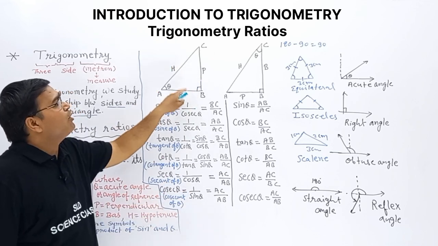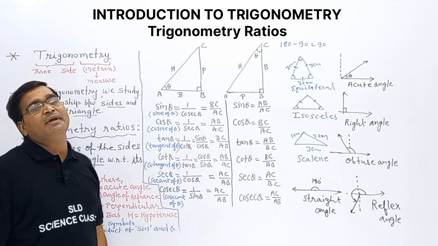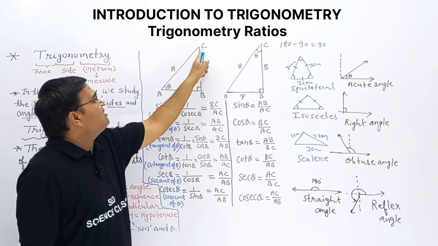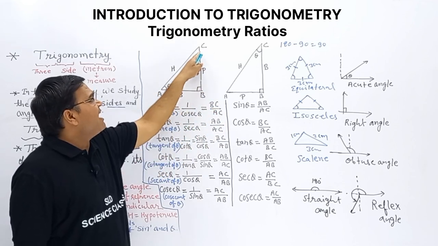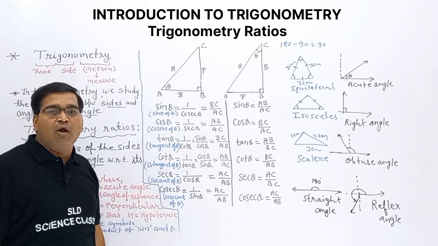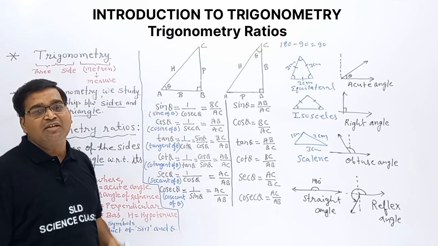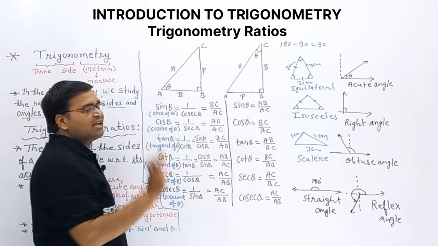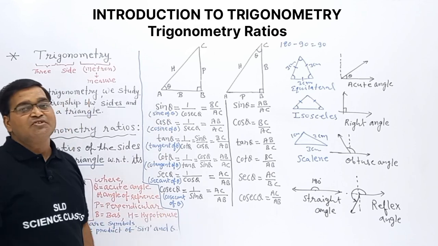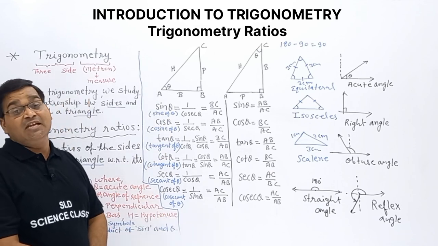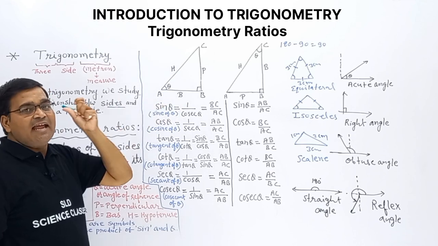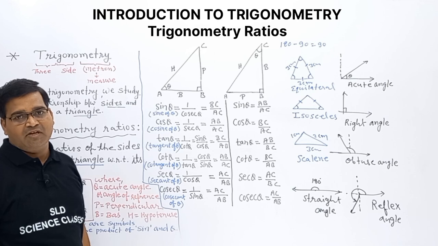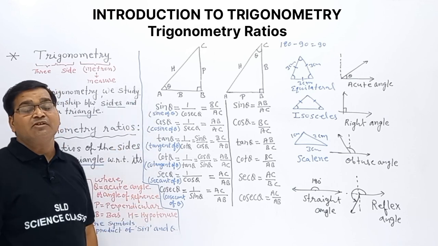So, we want the ratios of the sides of a right triangle. Once I take BC upon AC, this side divided by this side, that is sin theta. This side to this side ratio will be sin theta. These are the 6 trigonometric ratios. Listen carefully. In the right triangle, we are discussing trigonometric ratios. Clear?